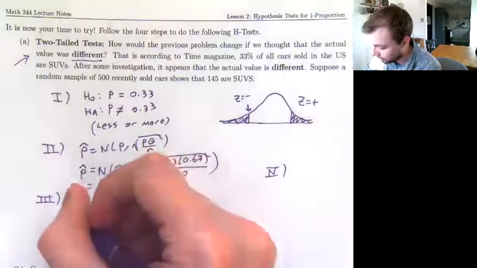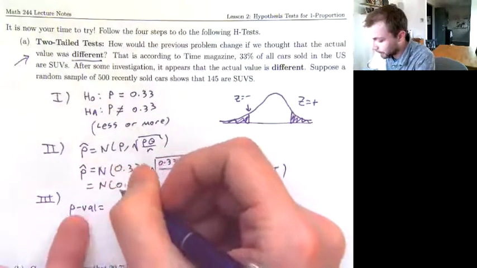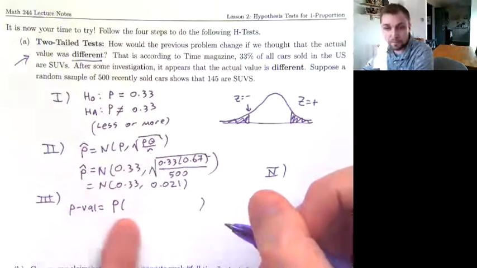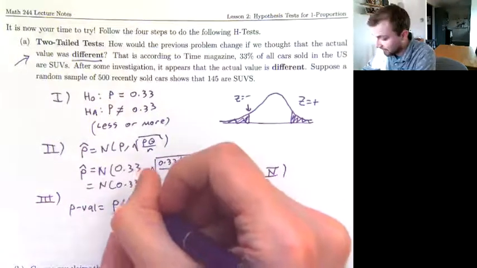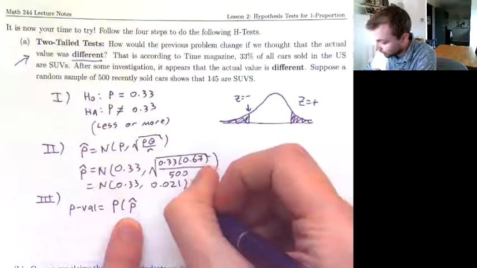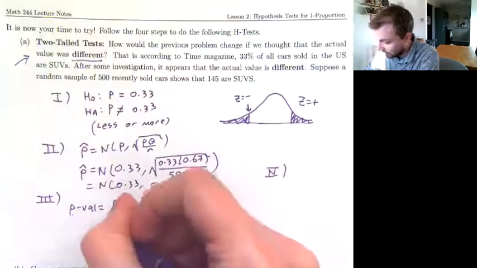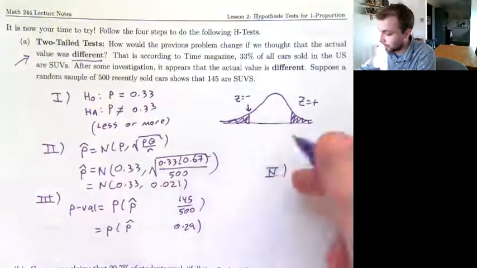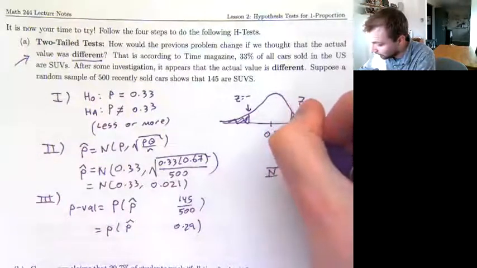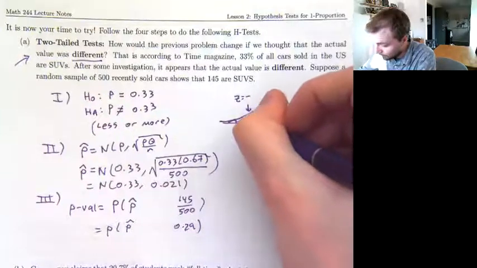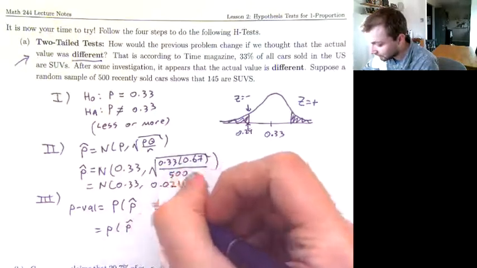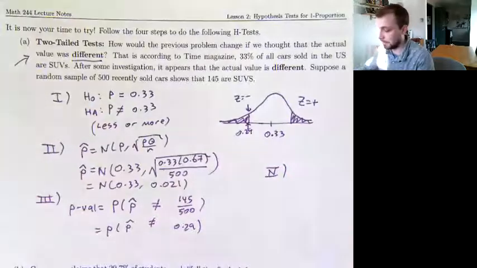My third step, p-value. The p-value is the likelihood, the probability of something, of my sample data. Well, my sample data is still this 145 out of 500. My sample success rate is still 29%. So on my curve, the center of the model is 33, and my sample is still showing up here at 29. Or more extreme. Or more extreme in this case means does not equal. And that symbol is coming from the alternative hypothesis.